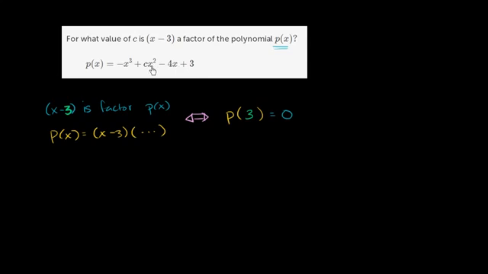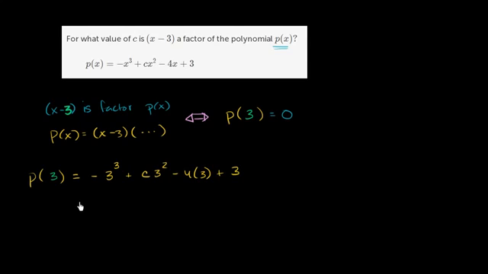So let's just evaluate p of 3 and then figure out what c needs to be in order to make p of 3 equal to 0. So let's write this down. P of 3 is going to be equal to negative 3 to the third power plus c times 3 squared minus 4 times 3 plus 3.